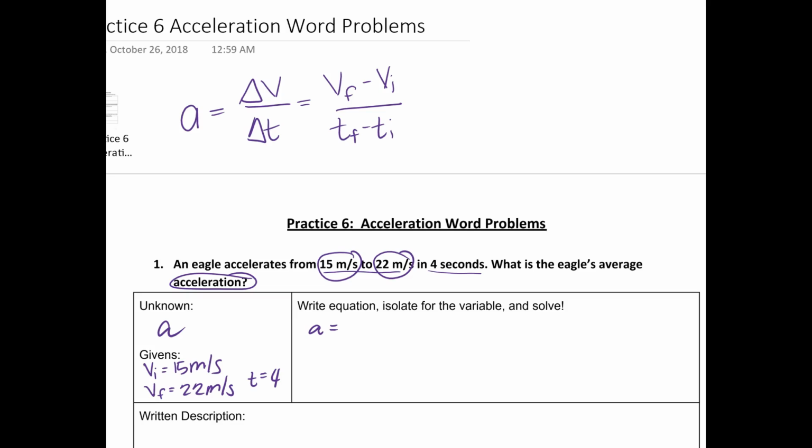A is equal to, since they give us the VF and VI and the change in time, we're just going to take this part and this part. So we'll have the final velocity minus initial velocity over the change in time. We'll replace the variables with the numbers that are given to us. So we have 22 meters per second minus 15 meters per second over 4 seconds.